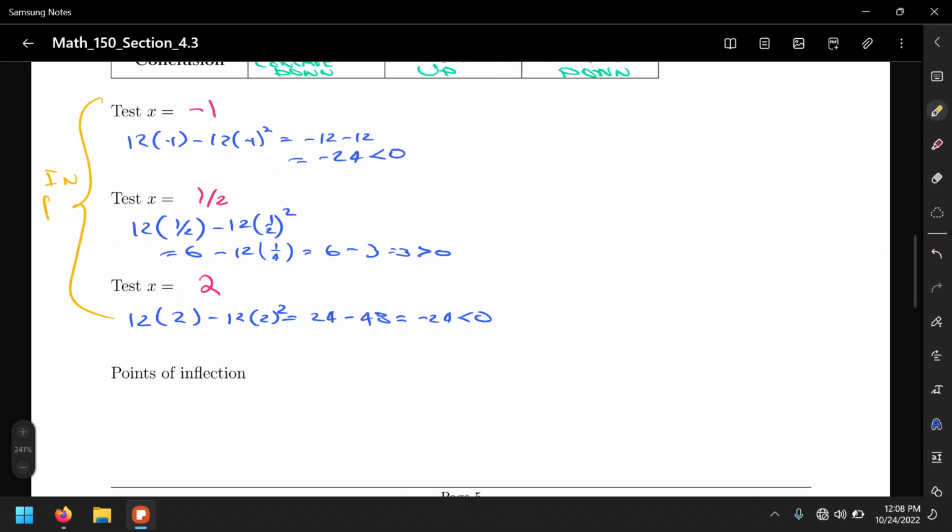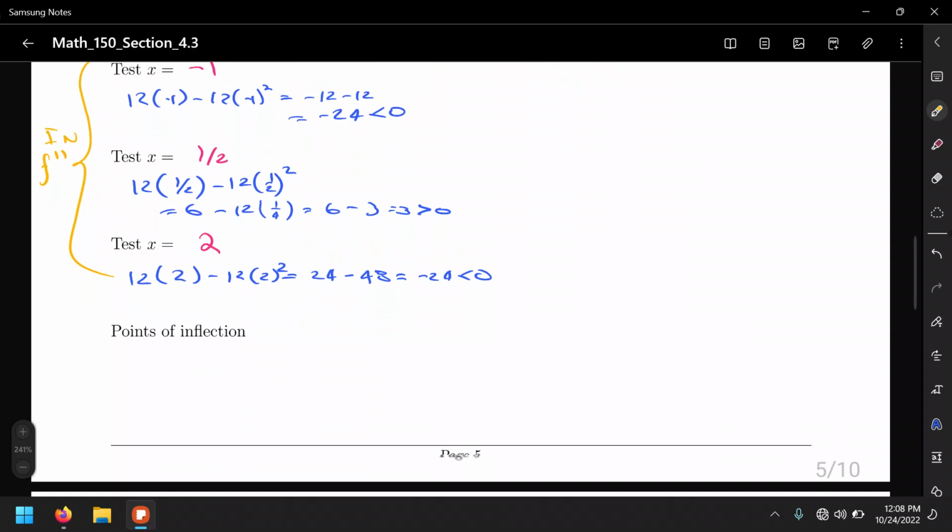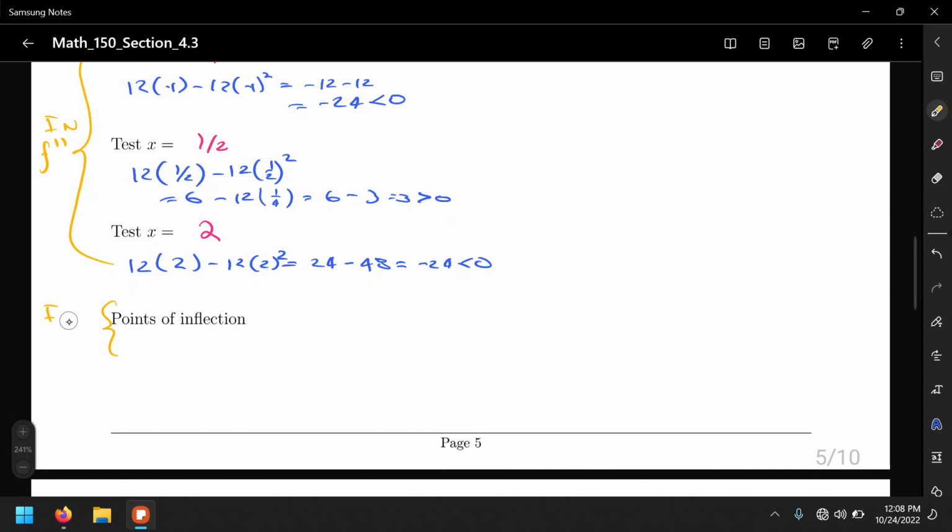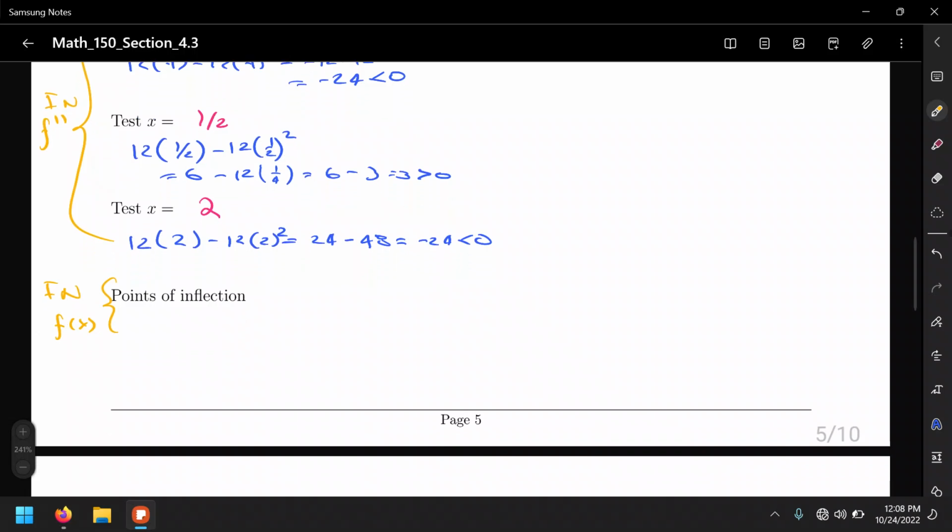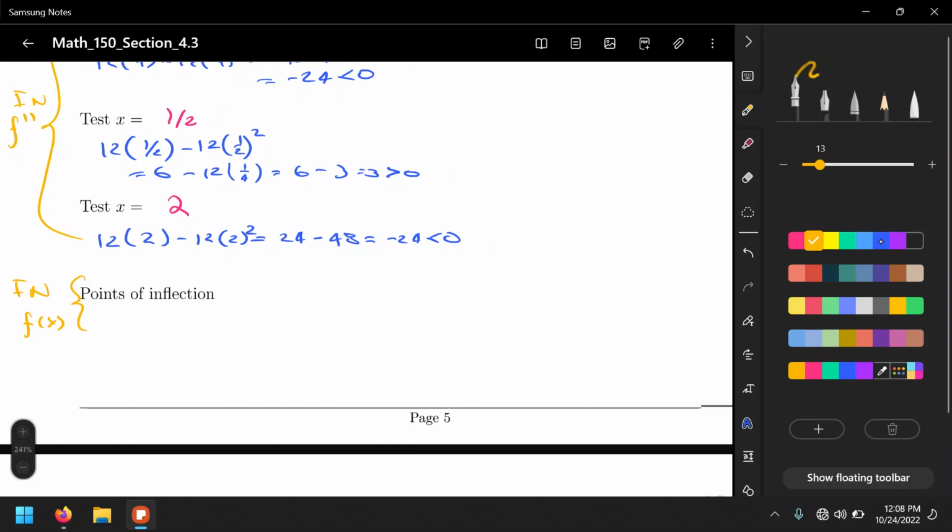Just to be clear, what did we do here? We tested in f double prime. To find the points of inflection, we go back and plug them into the original function f of x. So we need to compute f at 0 and f at 1.